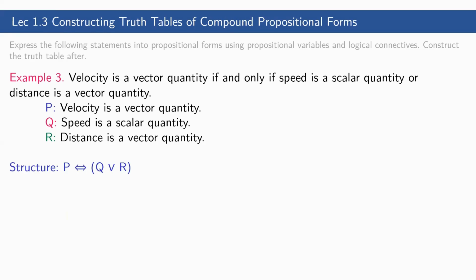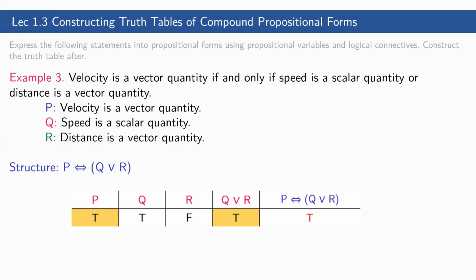Next, let's have the truth table for P, Q, and R. Okay, for P, that is true. Velocity is indeed a vector quantity. Q is speed is a scalar quantity. That is true. And then distance is a vector quantity. That is false because that is a scalar. For our biconditional statement, we need to get the truth value of Q or R. Q or R, true or false, that will be true. Now, connecting them together using the biconditional connective, we have true, if and only if true, so that will be true. So our example 3 is logically true.